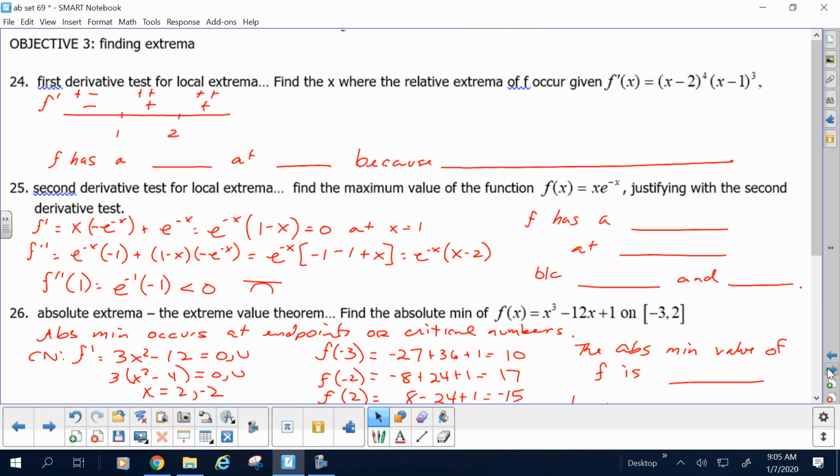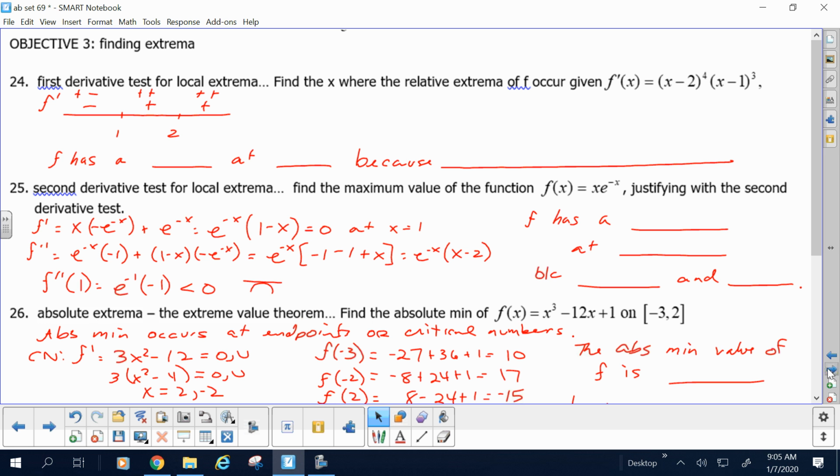Okay. Would you get your homework from yesterday, please? And let's go over the back side and then the front side. I think we did about the first half, yeah? So jump to the objective 3 finding extrema part, okay?